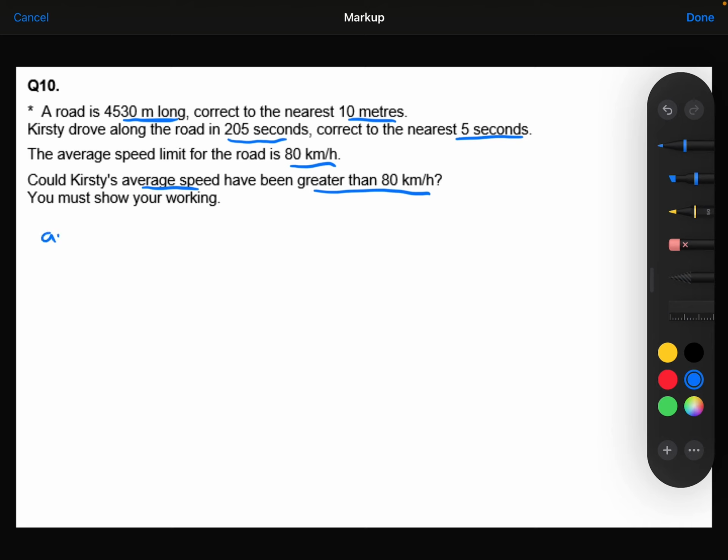So average speed is distance divided by time. And I'm interested in could her average speed have been above 80 kilometres per hour? So I'm interested in the upper bound for her average speed. Could her greatest speed have been above 80? To do that, I want to work out the upper bound of the distance divided by the lower bound of the time. To work out the upper bound, I want to do the biggest divided by the smallest.